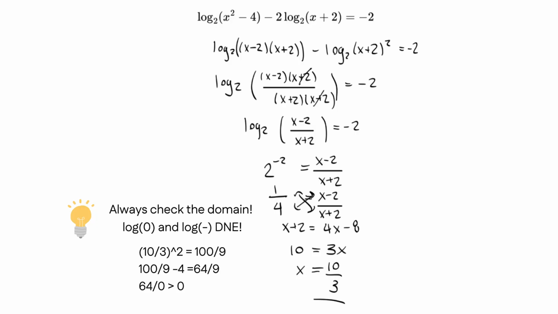Now just a reminder to always check the domain because log of 0 and log of negative numbers do not exist. So if we plug this 10 over 3 back into the x squared minus 4, we see that we still get a positive value, right? So this is no concern here. So it works and it's our solution.